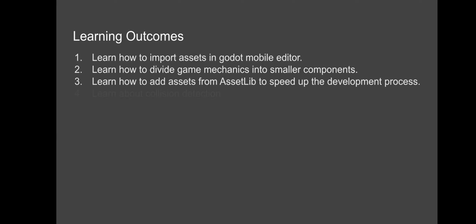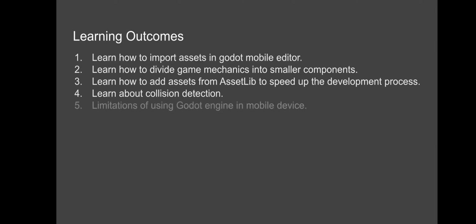And you will also learn how to add assets from the asset library to speed up the development process. Learn about collision detection. So basically there are various methods and ways you can detect collision from one object to another, and that's what we are going to learn in this course. Then we are going to learn what the limitations are when it comes to developing a game on mobile, running our Godot engine.